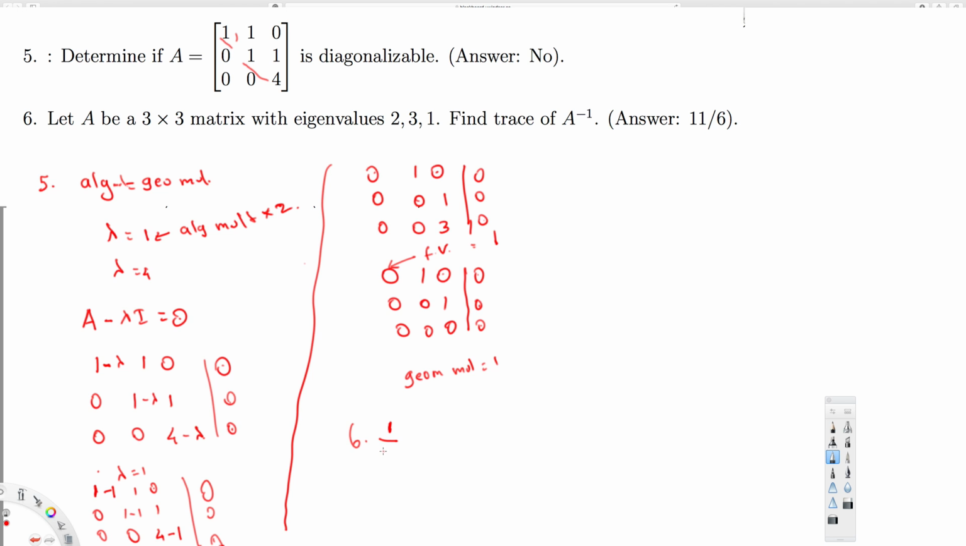So therefore this is going to be 1 over 2 plus 1 over 3 plus 1 over 1. That's going to give us the trace of A inverse. Let's calculate this. The common denominator is going to be 6, and the numerator is going to be 3 plus 2 plus 6. If I add them together, I get 11 over 6, and this is the answer for the trace of A inverse, and that's how we do these questions.